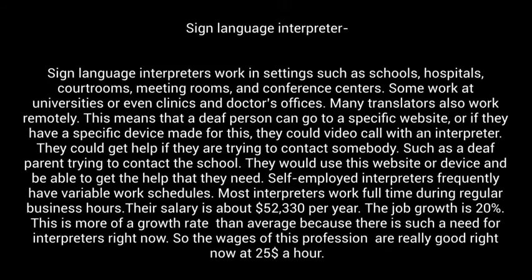Self-employed interpreters frequently have various work cycles. Most interpreters work full-time during regular business work hours. Their salary is about $52,330 per year. The job growth is 20%. This is more of a growth rate than average because there is such a need for interpreters right now, so the wages of this profession are really good right now at $25 an hour.